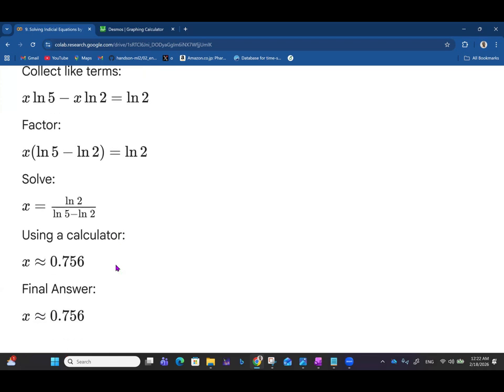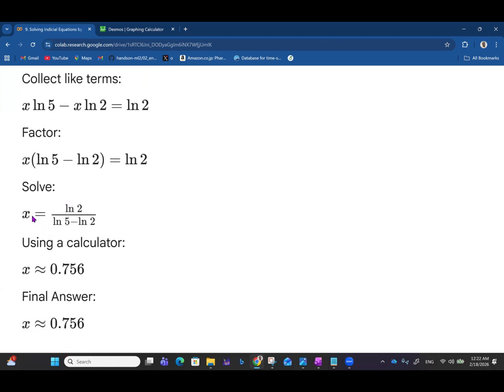So if you can then solve, you get x equals ln 2 all over ln 5 minus ln 2. And using a calculator, x is approximately 0.756. And the final answer is x is approximately 0.756.